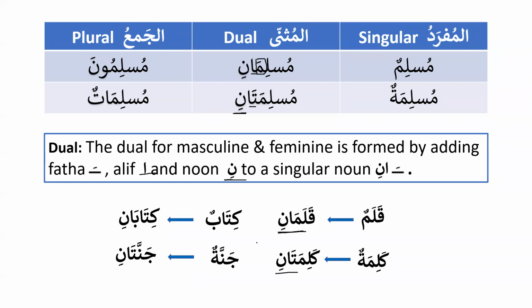So please remember that we are learning the marfu form. The mansub and majroor, as we know that the noun has three forms, marfu, mansub, and majroor. Here we are focusing only on the noun that is marfu'un. So qalamani, kitabani, kalimatani, and jannatani. So the sounds that we need to remember are two sounds, ani and tani.